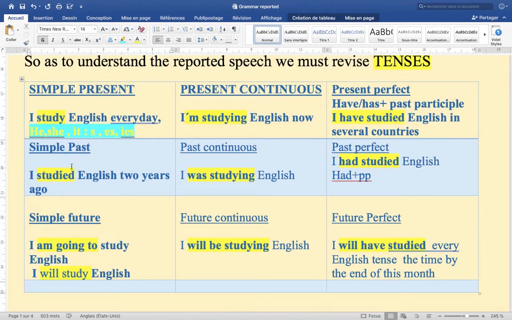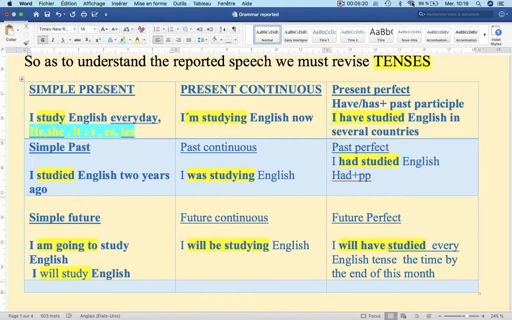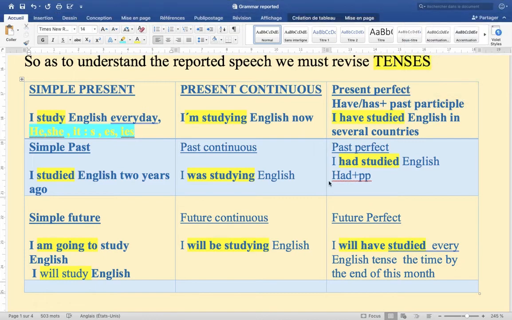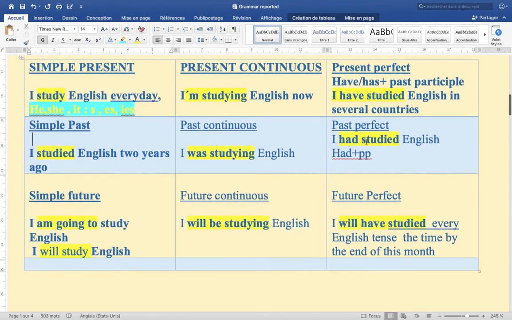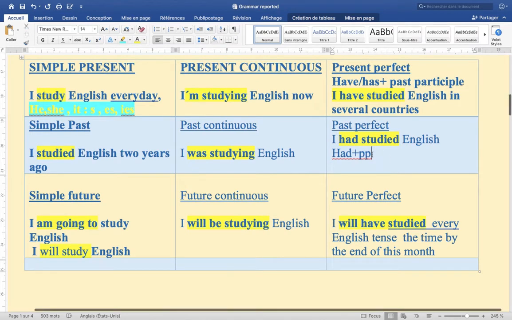You don't have a problem with simple past, so just pay attention to regular and irregular verbs. Past continuous: I was studying English. Then we have past perfect: I had studied English. So had plus the past participle of the verb is the rule of past perfect.